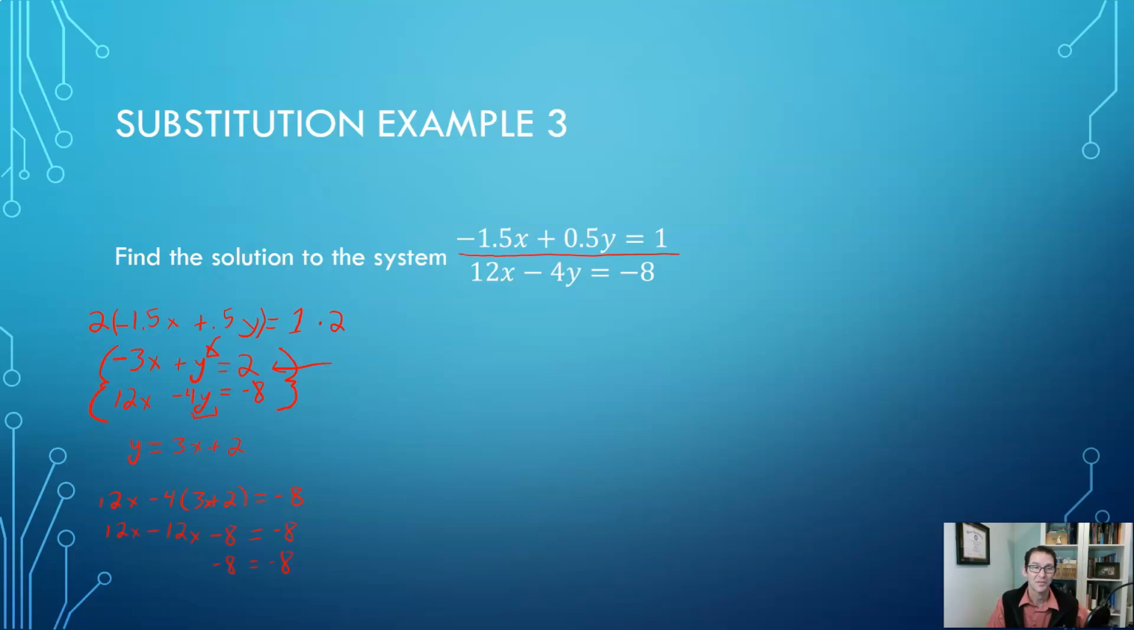So 4 times negative 3x is negative, I should say 4, I should have said negative 4. Multiply that by negative 4 on each side. And that's going to be a 12x minus 4y equals negative 8. And that's exactly what the second equation was. So we've just shown you an example of how you might find out that you have infinite solutions even algebraically.